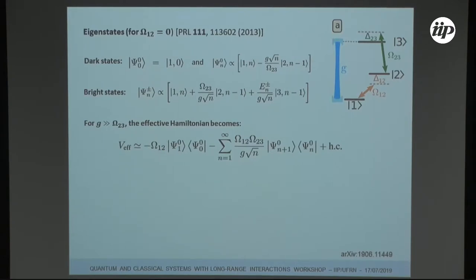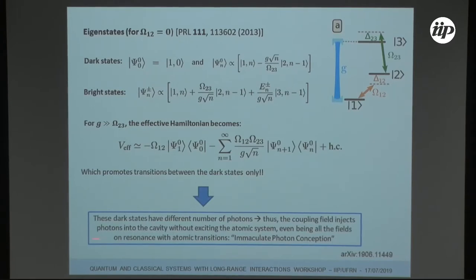So we are continuously doing transitions between a state with zero photons to a state with one photon inside the cavity. But the cavity has a frequency really different from the other laser fields here. So somehow we are injecting photons without exciting the atom, without doing the transition involving the excited state of the atom. So with these dark states, we can generate photons inside the cavity. We can generate a field inside the cavity. And as a collaborator of this work called this process, it's a kind of immaculate photon conception because we are generating photons without the excitation of the system.